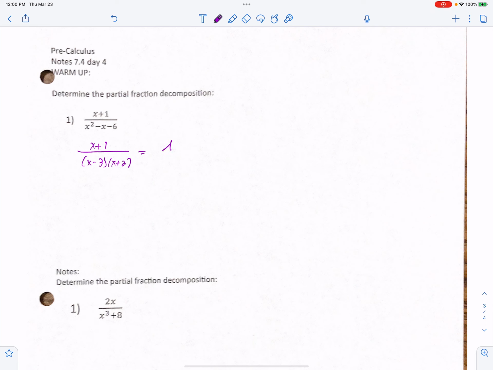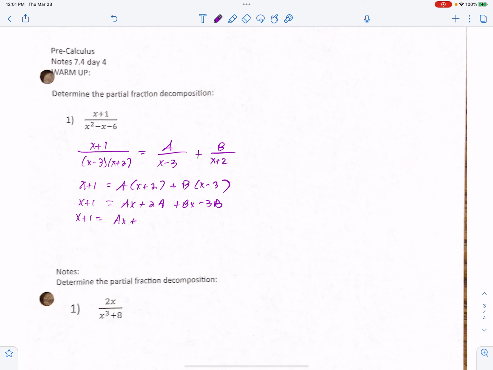Since those are linear factors, we're just going to use A over x minus 3 and B over x plus 2. If we multiply through by the least common denominator, clearing out the fractions, we're left with x plus 1 equals A times x plus 2 plus B times x minus 3. Now on the right-hand side, you want to distribute, and then put the like terms together.